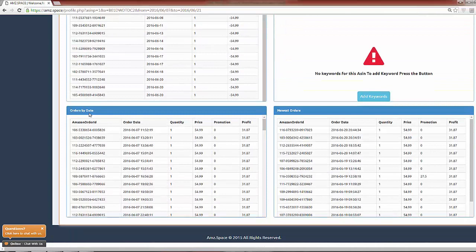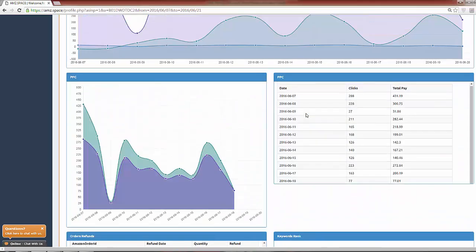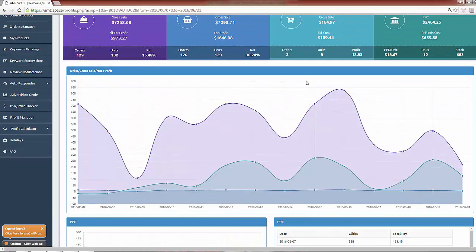Below this, we have our orders by date. To the right of that, we have our orders by most recent, or our newest orders. And that wraps up Profit Calculator by AMZ.SPACE.